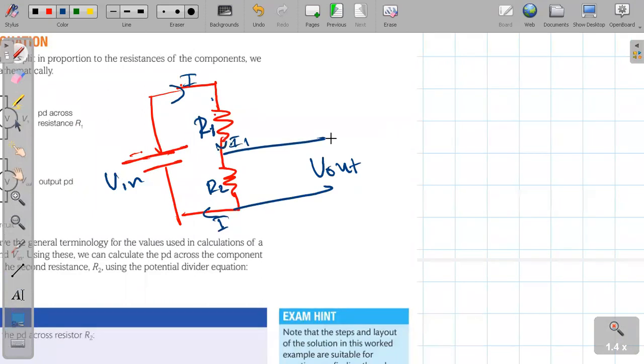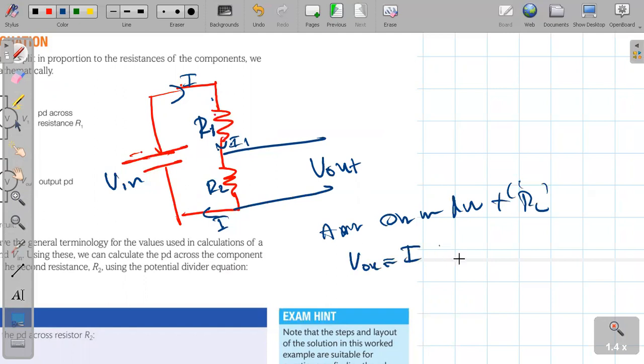So what can I say about this one? Applying Ohm's law to R2, V out equals I R2. This is equation number 1: V out equals the total current multiplied by the resistance of R2.